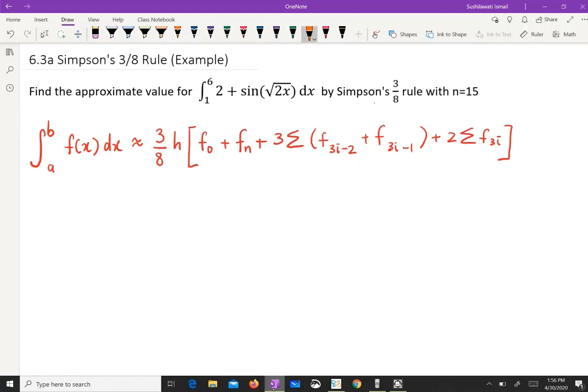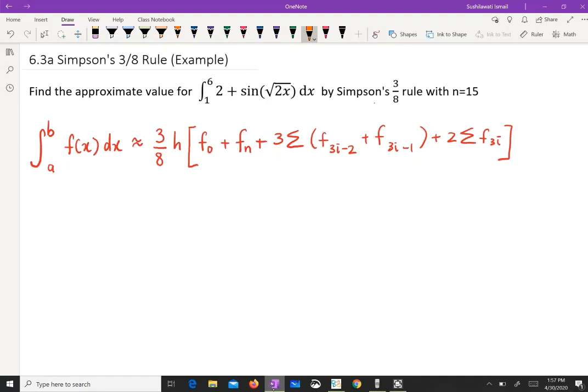Hi everyone, today I will show you how to use the Simpson's 3/8 rule formula to do the approximation for a function. Okay, let's read the question first and identify all the information given to us. Find the approximate value for the integration between 1 to 6 for the function 2 plus sine square root 2x dx by Simpson's 3/8 rule with n equals 15.